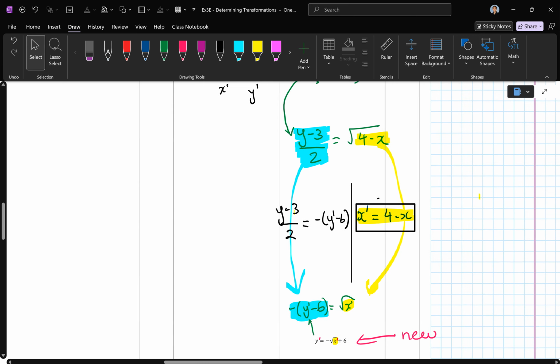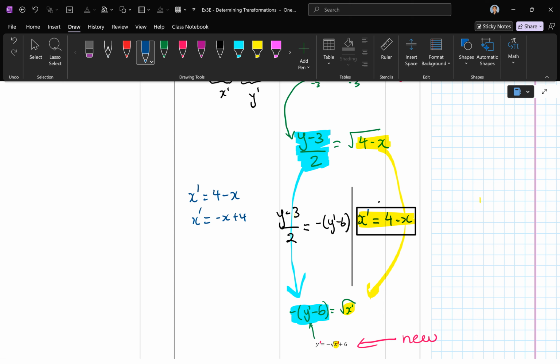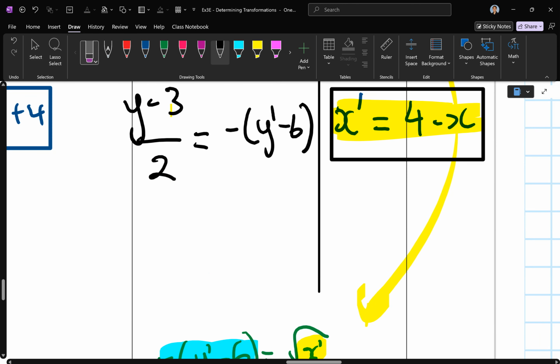X dash equals 4 minus x, or you can rewrite it as negative x plus 4. That's my transformation for the x. For the y, you have to rearrange all of that. So here we go, let's rearrange this. Y. So I'm going to zoom in just so you can see.